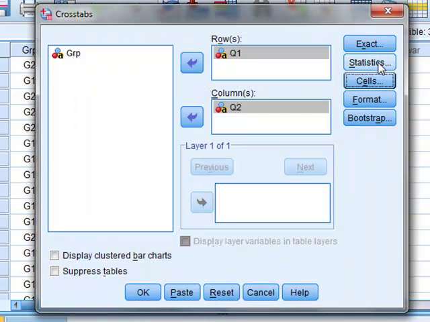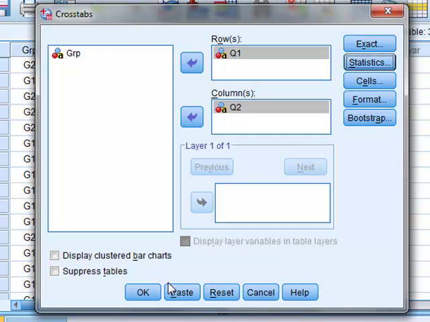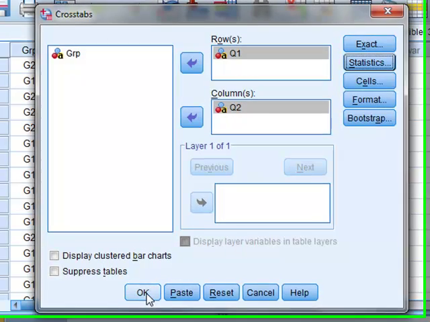We can request a range of statistics. We will click for chi-squared statistics, correlations, phi and Cramer's V, lambda, gamma, Somers' D, and Kendall's tau-b. We can also select kappa and McNemar and press continue and run the analysis.